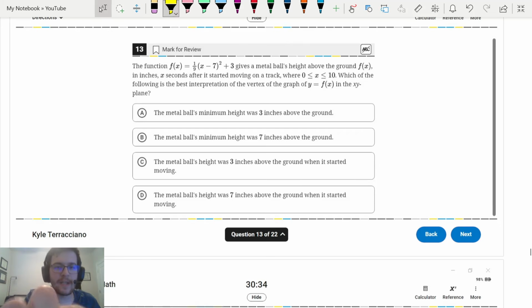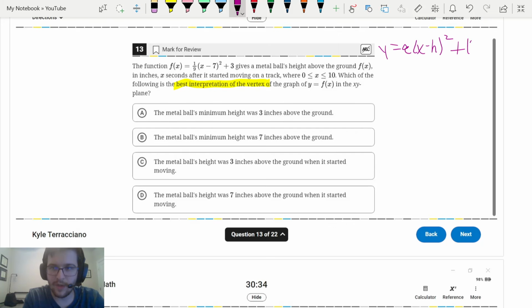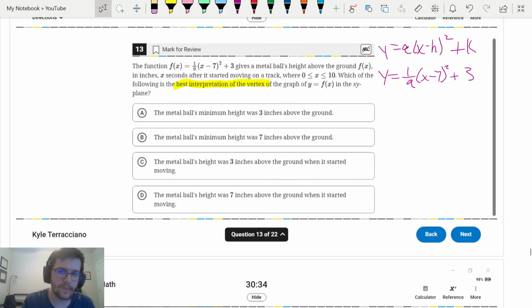Okay, so it asks about the vertex. So vertex form, a times x minus h squared plus k. So hopefully you can notice that this is in vertex form. See how similar it is? So to find the vertex, you want to find h and k.